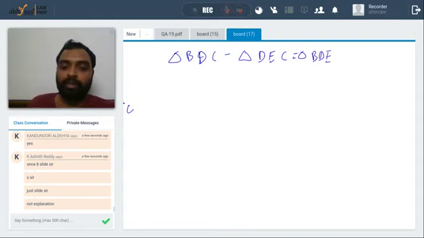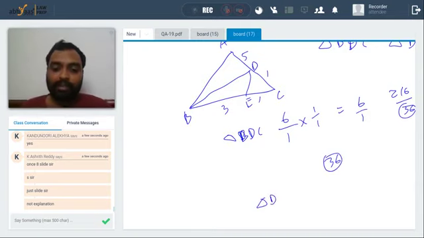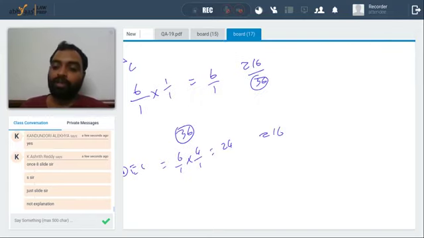So ABC is nothing but 6 divided by 1. After that, for triangle BDC, that is nothing but 216 by 36. So 36 is the value. Next, for triangle DEC, I'll get 6 by 1 into 216, which divided by 6 is nothing but 36.